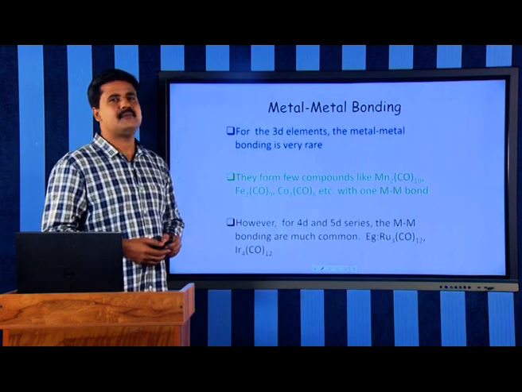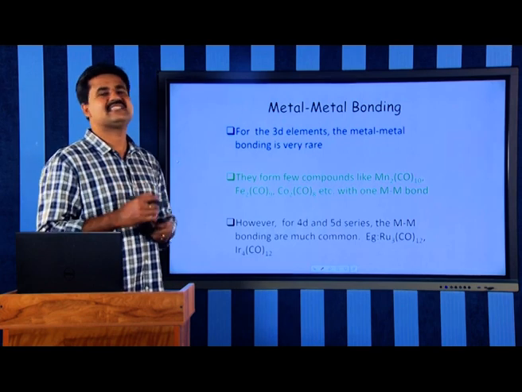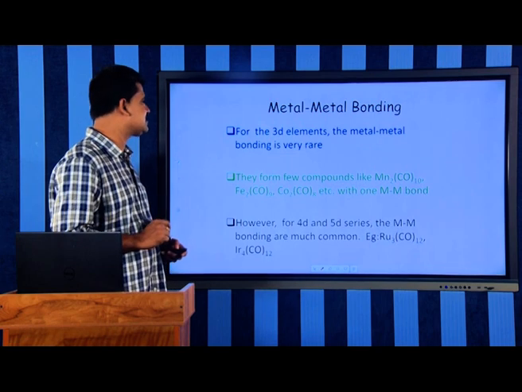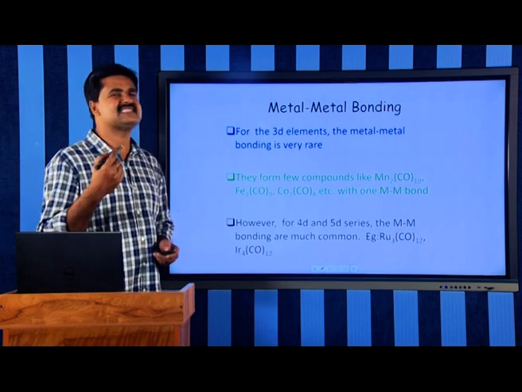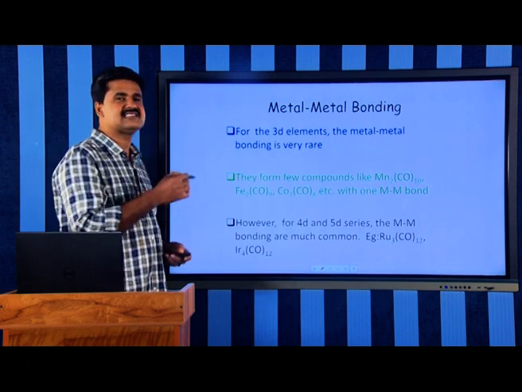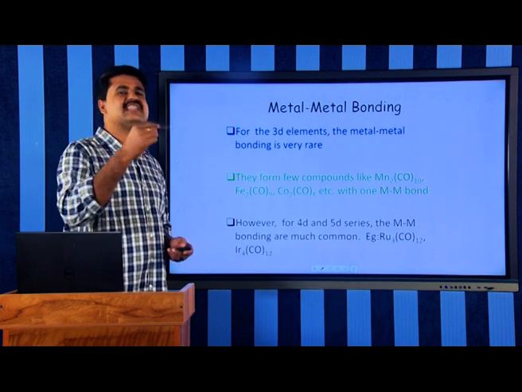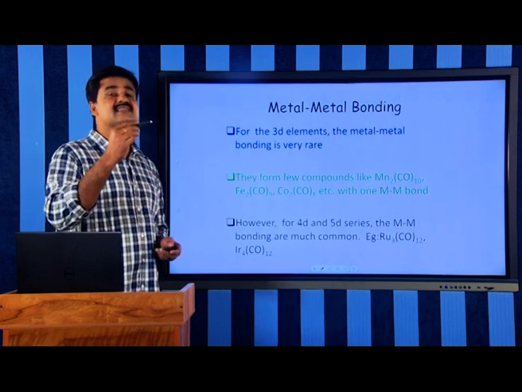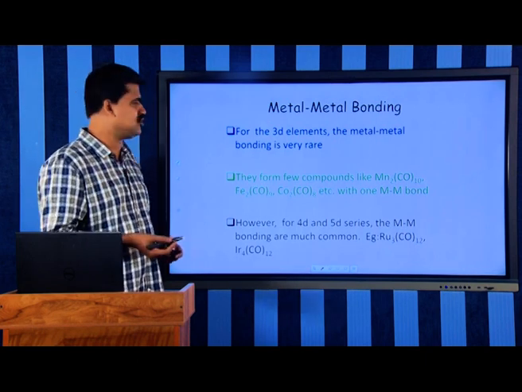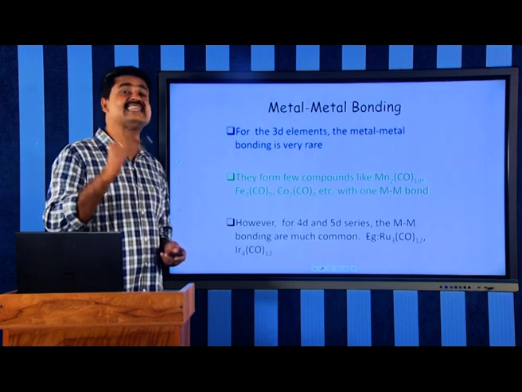Regarding metal-metal bonding, the formation of metal-metal bonds is not favorable in the 3d series because metal-metal bond formation is rare. However, the possibility of metal-metal bond formation increases as we move from 3d to 4d to 5d. So, in the case of 5d elements, there is a high chance of formation of metal-metal multiple bonds. So many metal-metal bonds can be present in a single compound.